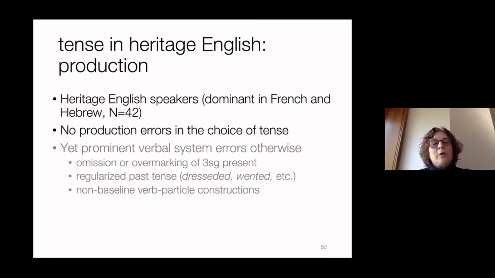Now, if we look at our heritage English speakers, the ones that I've shown you before, the ones who are dominant in French and Hebrew, they don't make any production errors in the choice of tense. They do make a lot of prominent verbal system errors. They omit or overmark third singular present. I already showed you regularized past tense. They use non-baseline verb particle constructions.